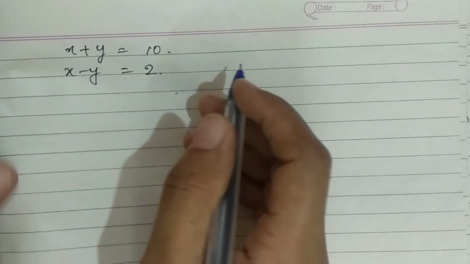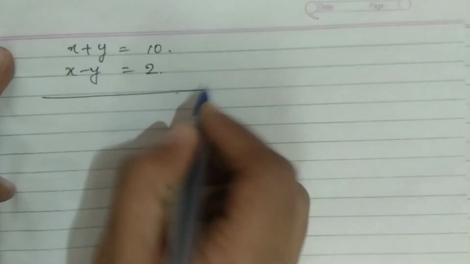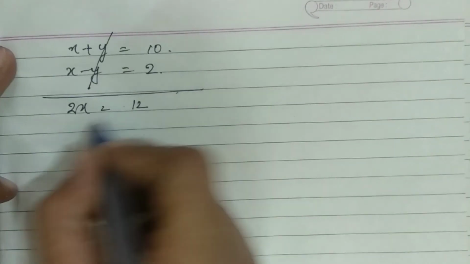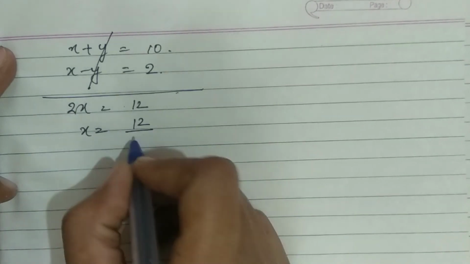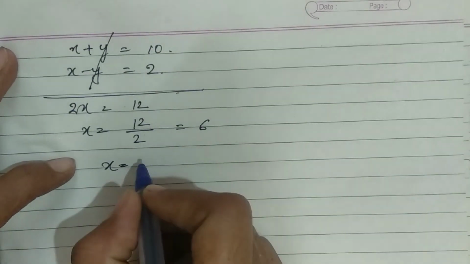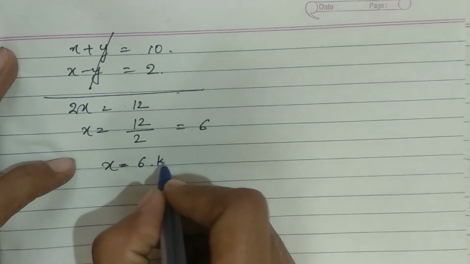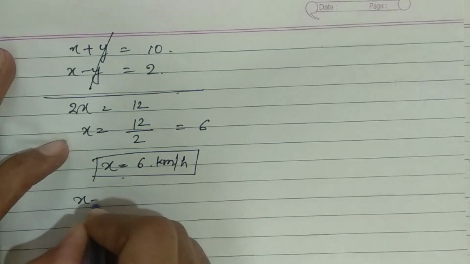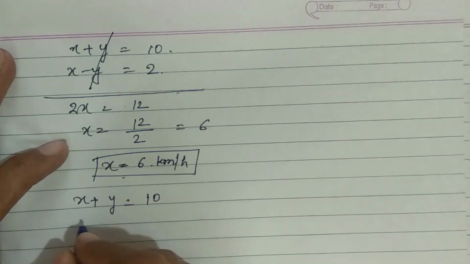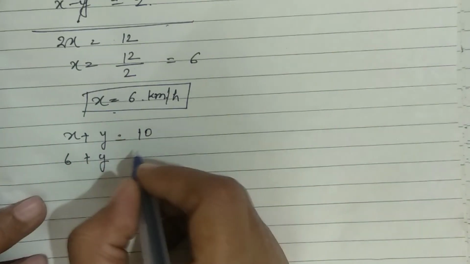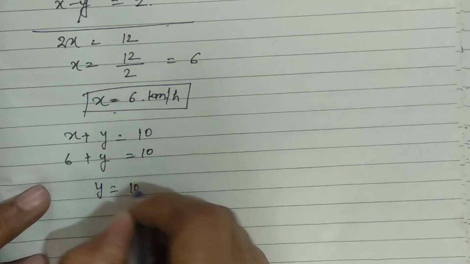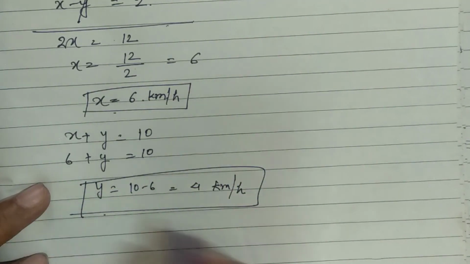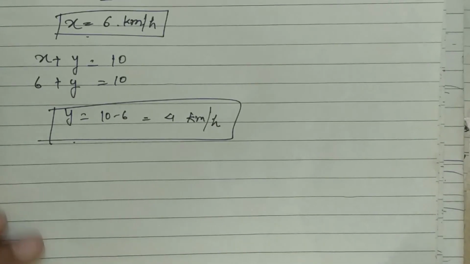Now these are our two equations. So how do we solve it? We are solving this by the elimination method. So we get 2x equals 12, and x equals 12 by 2, that is 6. So we get x equals 6. It means Ritu's speed is 6 km per hour. Now for y, x plus y equals 10, that means 6 plus y equals 10. So y equals 10 minus 6, that is 4 km per hour. So this is the speed of the current or speed of the stream.